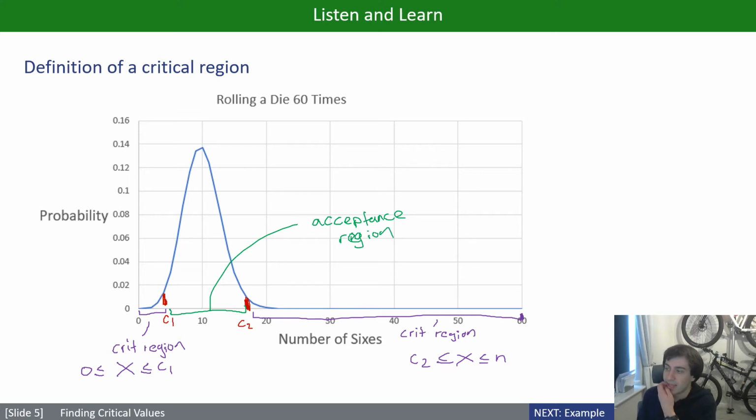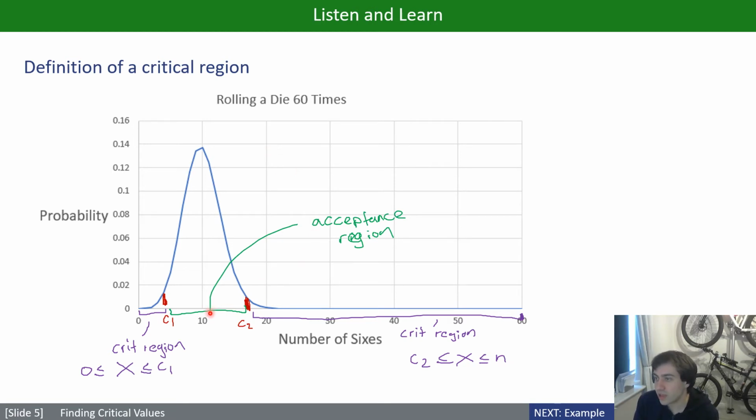Why do we call it that? It's because ultimately, when we eventually do our hypothesis test, we're going to roll the die. We're going to roll it 60 times. We'll see how many we get. If I roll 10 sixes out of 60, then that means my observation was 10. It's in the acceptance region. I stick with my H0. So this is what all of this is for. It's for deciding if I stick with H0 or H1.